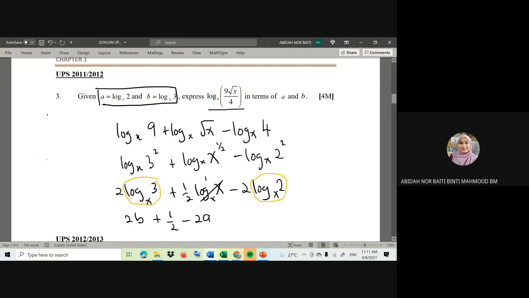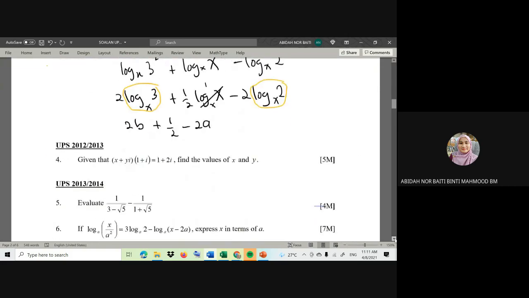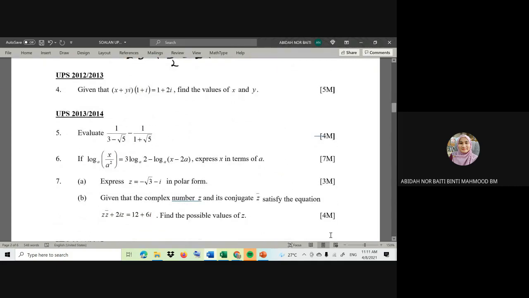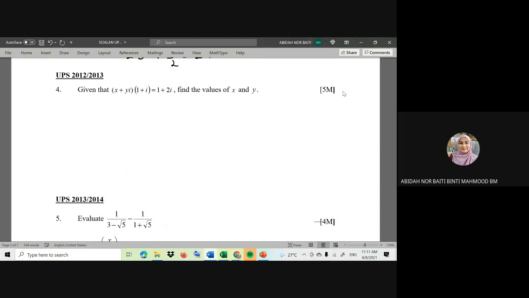Okay, now question number 4. Find the values of x and y. What do you do first? Question number 4. What do you do first? Got it? First, we expand the right side, right? Expand one by one. So we expand x plus xi plus yi plus yi squared. This is equal to 1 plus 2i.